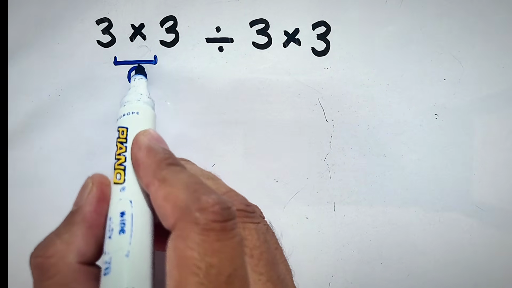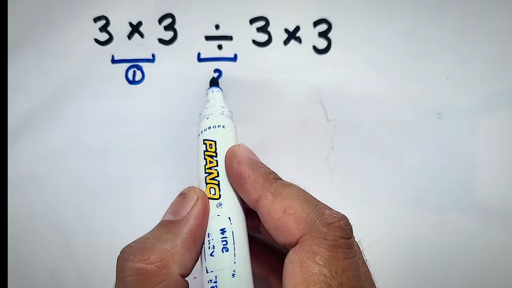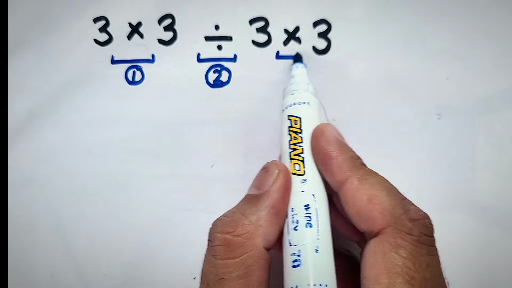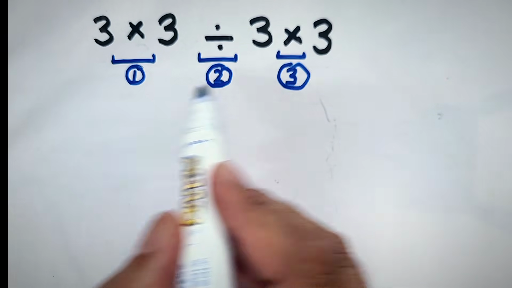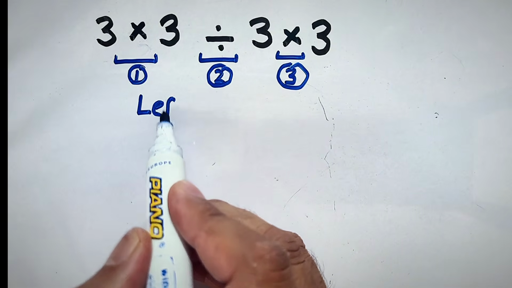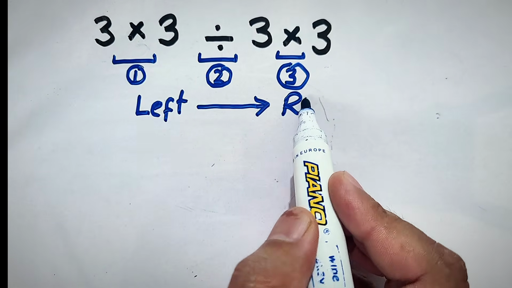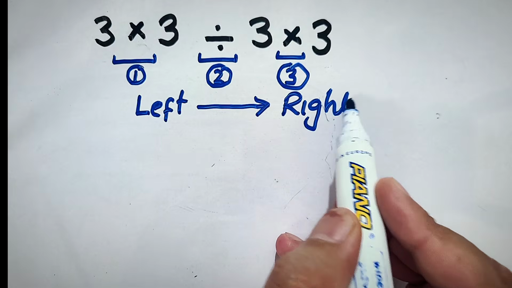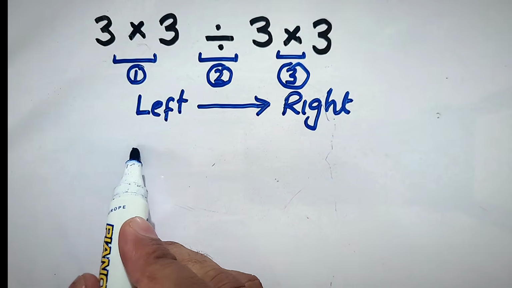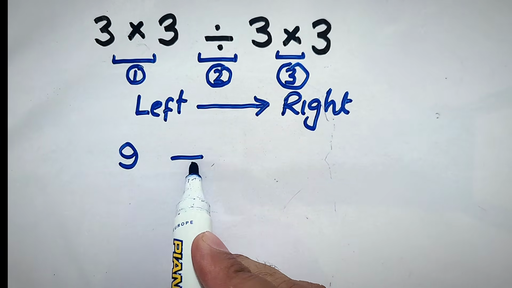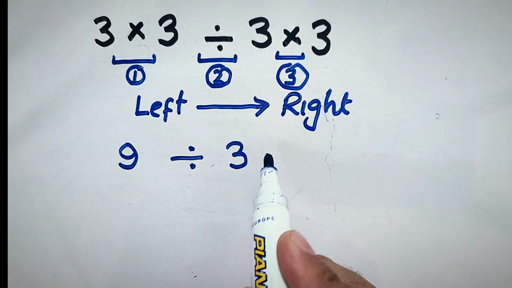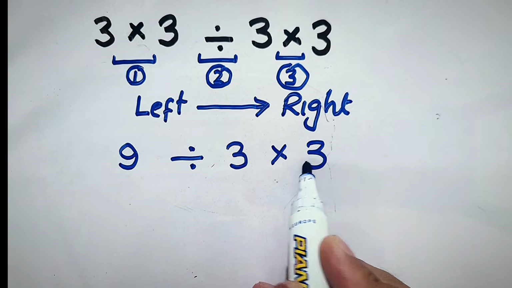First of all, we have to solve this multiplication, then this one, and finally this multiplication because we have to move from left to right. By moving from left to right, we have multiplication, then division, then multiplication. So multiplication will be preferred, which will be equal to 9 divided by 3 times 3.